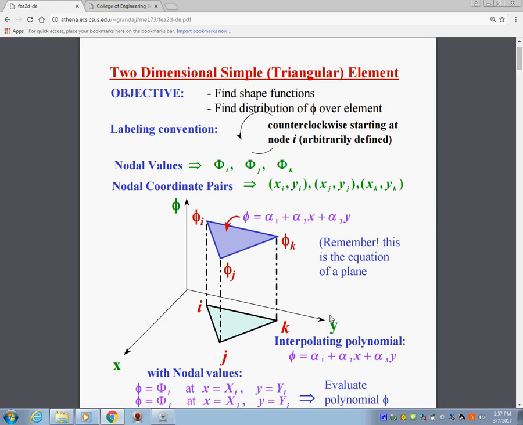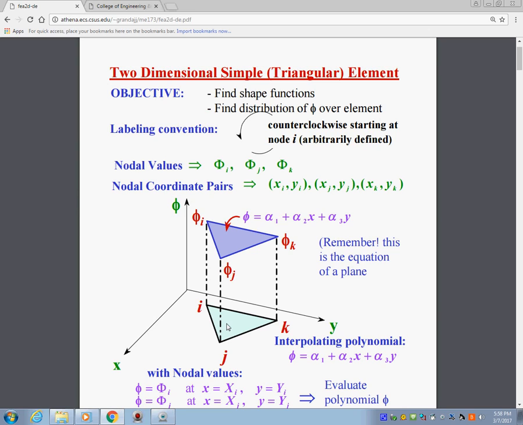This is the XY plane, so my finite element is I, J, and K. We will use the counterclockwise convention to explain what we are going to do, and in that sequence, right? Because we could go the other way, but we have to adopt the labeling convention counterclockwise starting at the node I, which is arbitrarily defined.